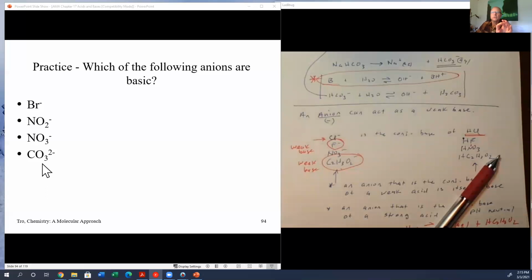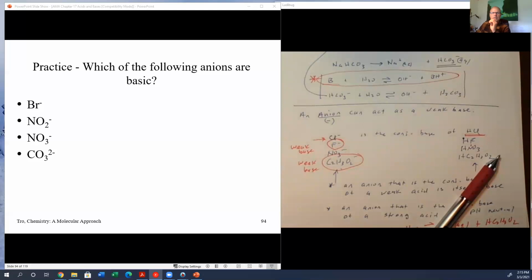What about CO3 2 minus? Weak base. It's the conjugate base of HCO3 minus, which is itself the conjugate base of H2CO3. H2CO3 is a weak acid, so both of those ions are weakly basic.